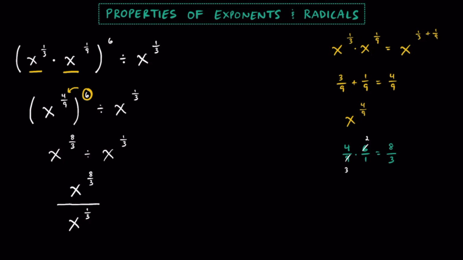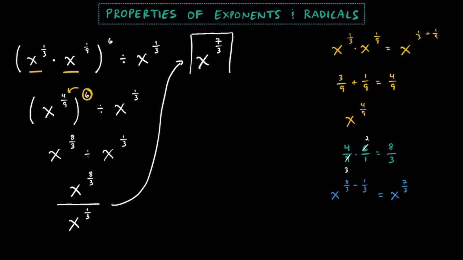I'm going to use blue to show this next step. So this is the same thing as saying we will have here x to the 8/3 power minus 1/3, all right? That's because they have the same base, so you can subtract their exponents. Thankfully for us, we already have common denominators. So 8/3 take away 1/3 is just going to be 7/3. So we can write this as x to the 7/3 power. I'm going to write that right up here and say that the most simplified version of this in exponential form is x to the 7/3 power, just like that.